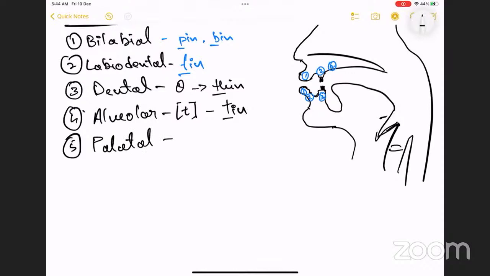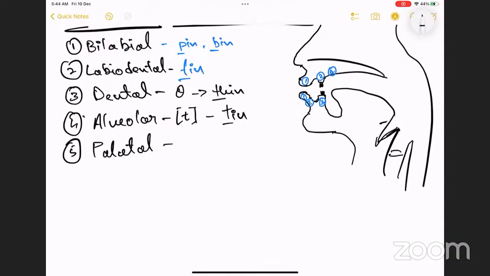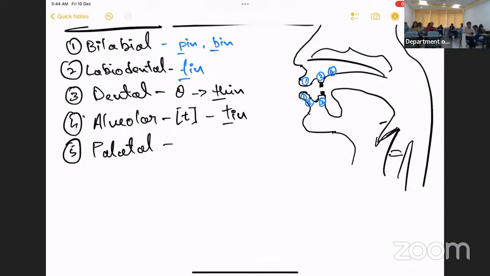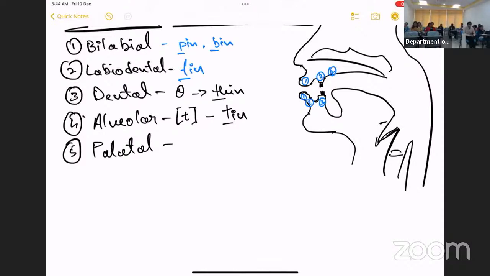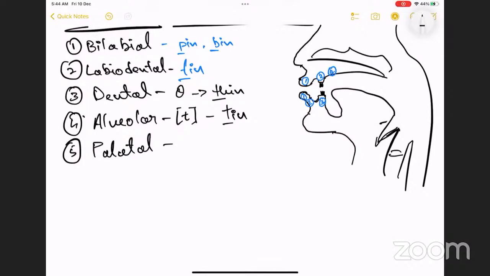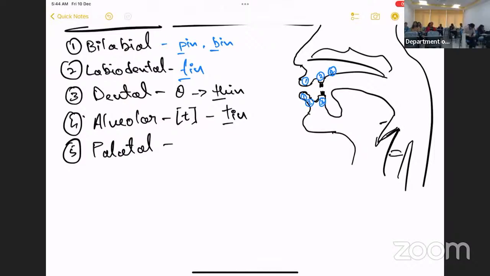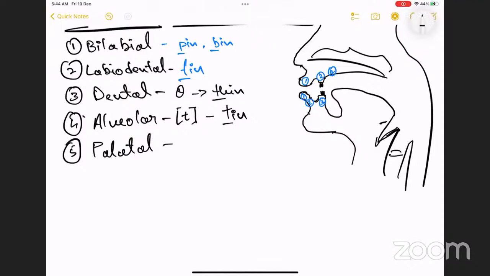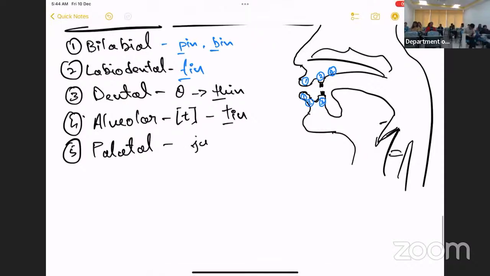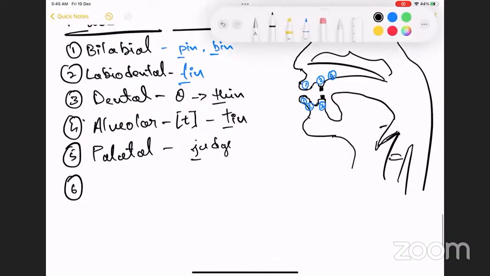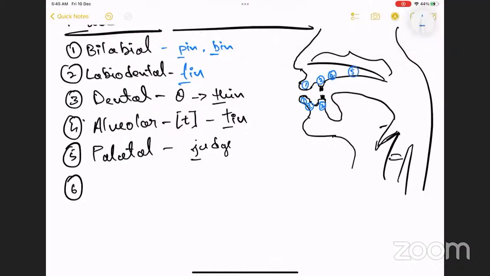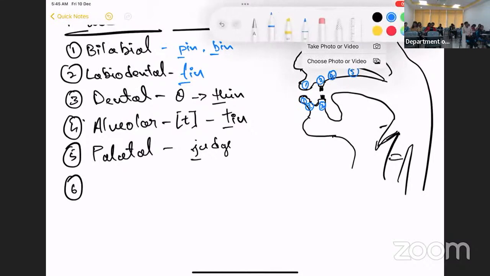palatal. Now palatal is basically referring to the palate here. Now what will be the sound here? I can say ja. Your entire tongue touches the palate. Ja. When you say judge, ja, ja, the tongue is touching the palate. So for example, when we say judge or jug or anything with the sound ja. This will be the fifth one over here for the palate.